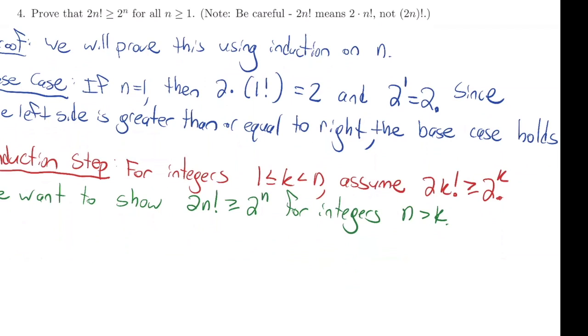Okay, so I'm going to do this one just leaving it as n. Instead of doing the k plus 1, if you want to do the k plus 1, that's going to work just the same way. So let's consider some integer n, which is bigger than our inductive assumption, k.